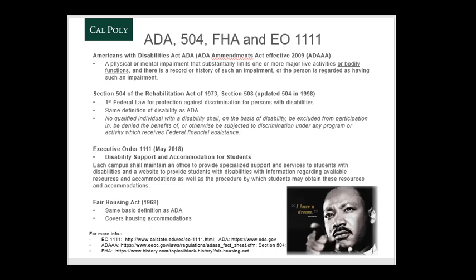Something interesting to note about the Fair Housing Act of 1968: it was passed just days after the assassination of civil rights leader Martin Luther King Jr. It's believed that because of that devastating loss, it gained momentum and was passed. And the Fair Housing Act stands as the final great legislative achievement of the civil rights era.